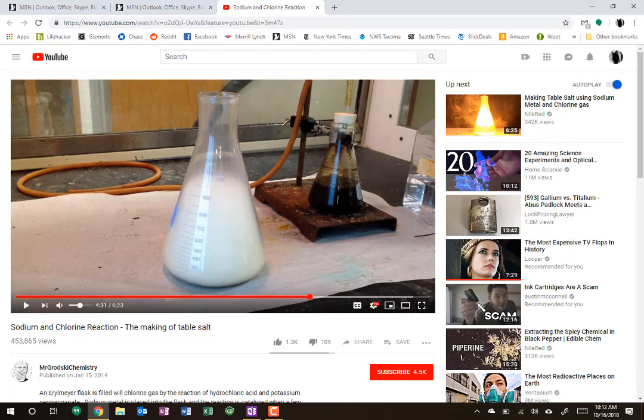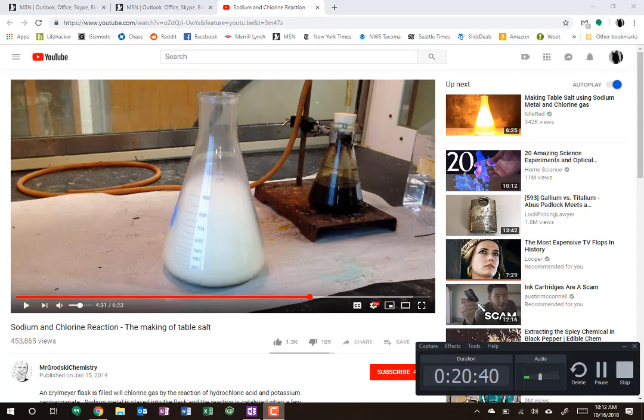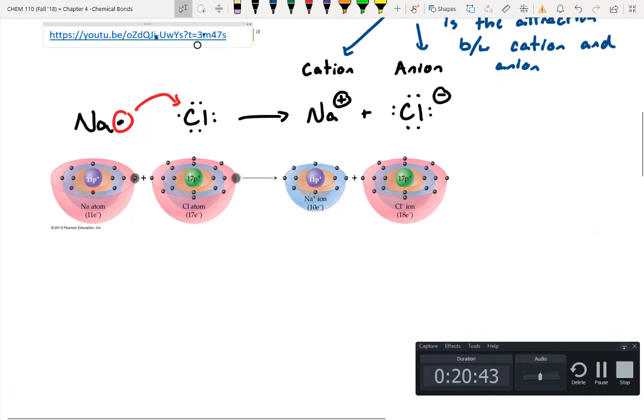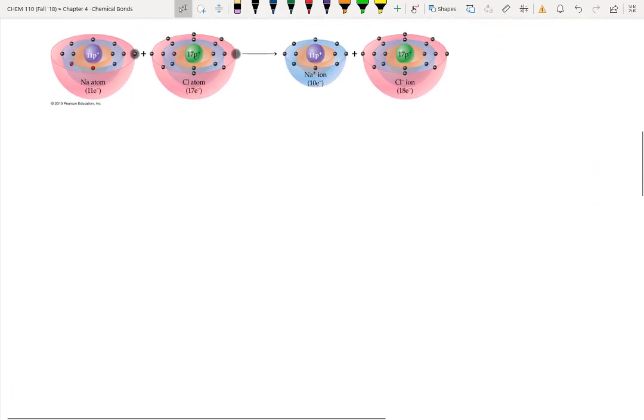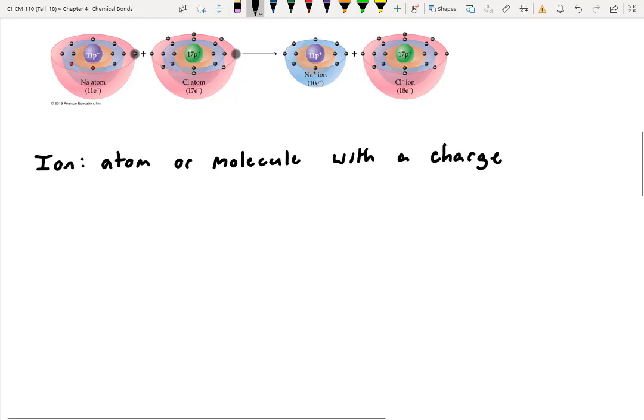All right, so let's go back and define things in a bit more detail. So the first thing I wanted to bring up was an ion. An ion is an atom or a molecule with a charge. Doesn't matter which charge it has. An ion can be positive or it can be negative. Doesn't matter, an ion's an ion. It just means it has more electrons than normal or fewer electrons than normal.